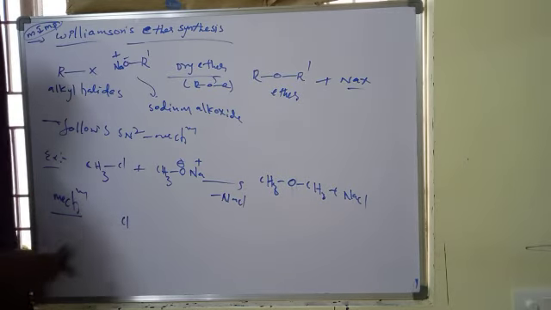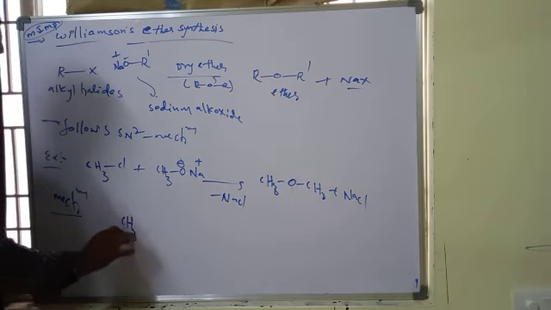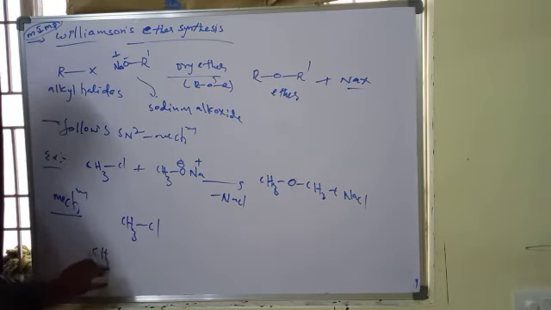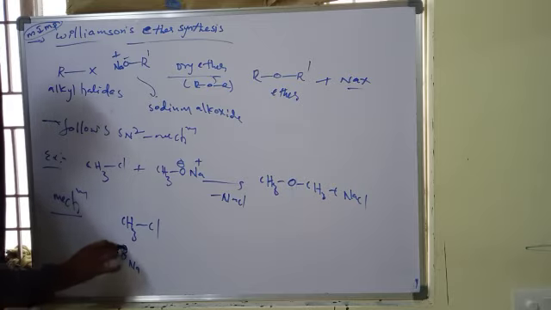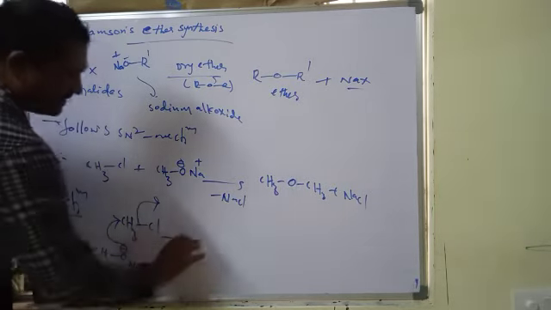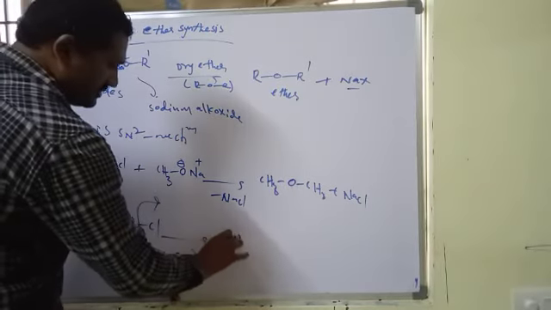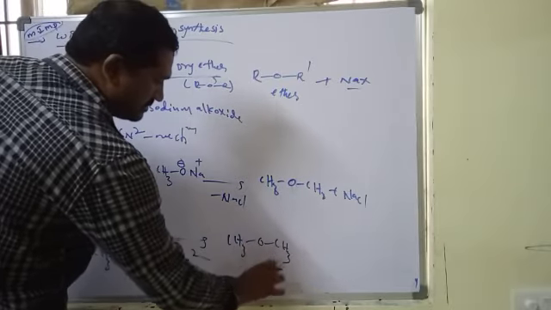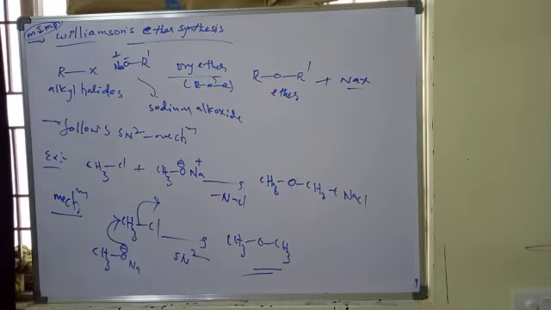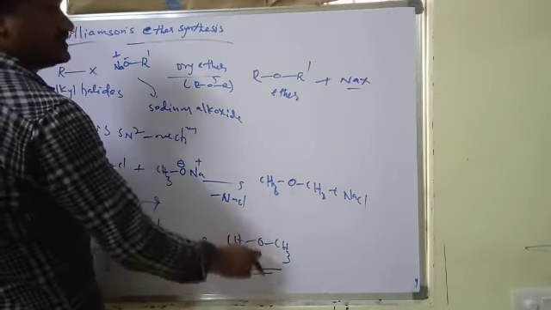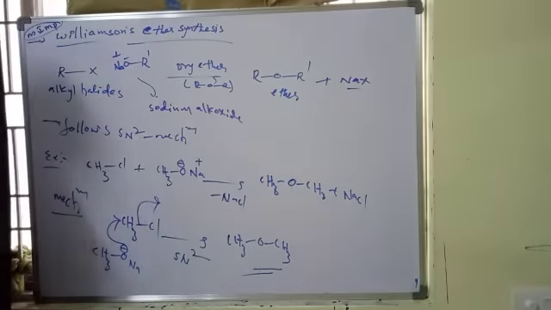Methyl chloride, this is sodium methoxide: it will be a backside attack, the front side eliminating, SN2 backside attacking, front side eliminating. So CH3OCH3, dimethyl ether, that is the SN2 mechanism. Now this is a symmetric ether; we can cut it into equal halves, both alkyl groups are the same, that is symmetric.